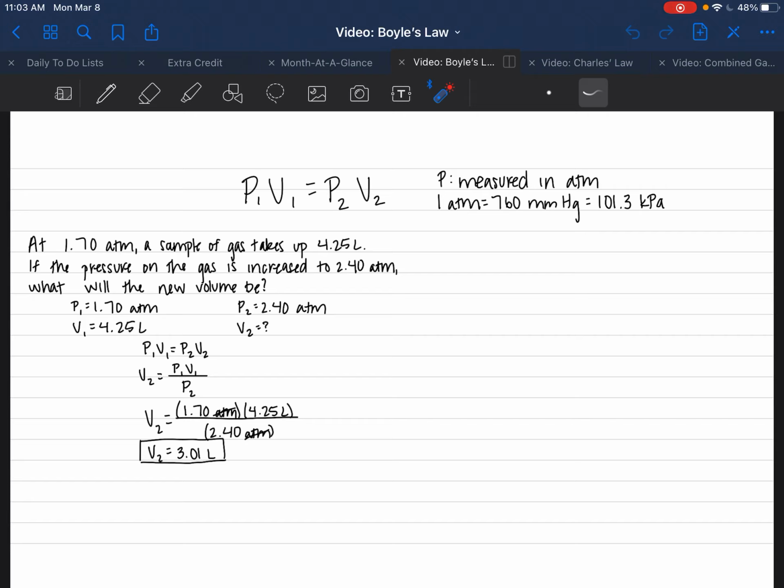As I mentioned before, because we are increasing that pressure, the volume should go down. We said that our second volume is 3.01 liters, and the initial is 4.25. So it did go down just like we predicted.